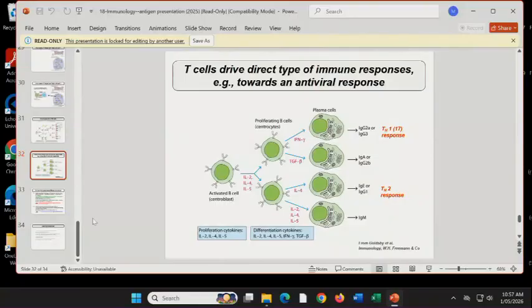Yes? Antigen-presenting cells have both MHC proteins. What stops a T cell from killing the presenting cell? Okay, good question. The same reason that stops the T cell from randomly killing cells in your body.